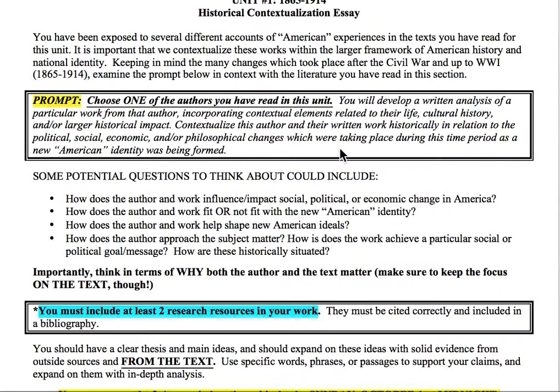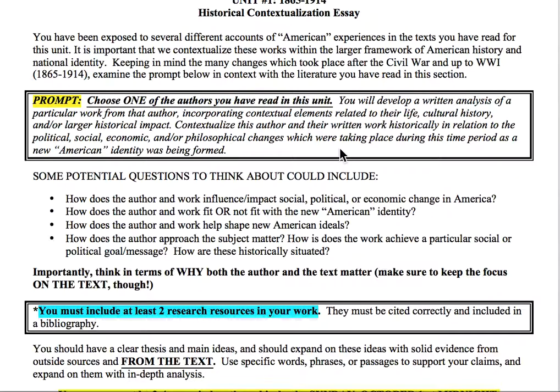So you are contextualizing historically the author and their work in relation to the political, social, economic, and or philosophical changes that took place during this time period. So essentially, what is this new American identity? How is it reflected in the work? What are the issues with it? What are the strengths of it? How is it reflected in the work?